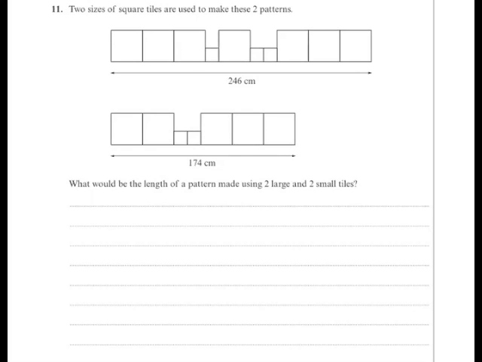Right, two sizes of square tiles are used to make these two patterns, and we've got two patterns there. What would be the length of a pattern made using two large and two small tiles? Well, on the face of it, because we've got shapes here, you might think it's a question about trigonometry, but in effect this is about simultaneous equations.